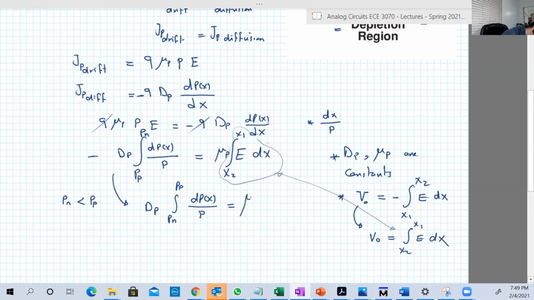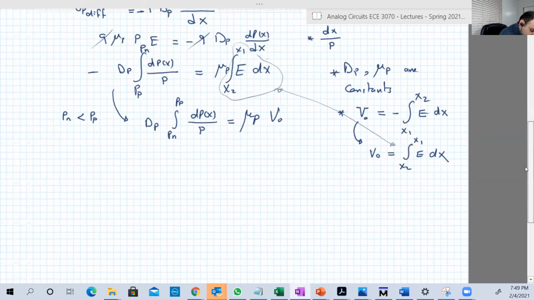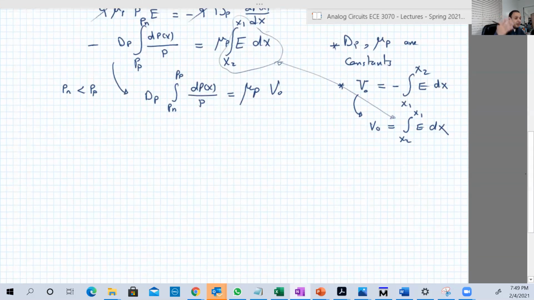So this is equal to mu p V naught, or VBI, name it whatever. Okay. And what is this? This is a very easy integral. This should be ln p from Pn to Pp. Remember, we are interested in calculating V naught.